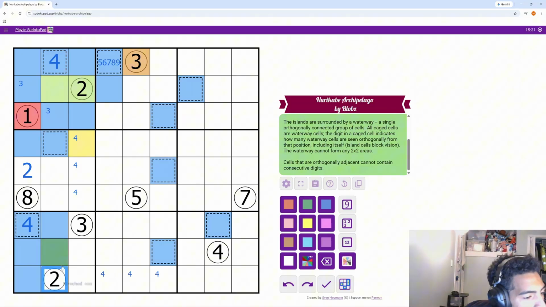Now I don't know if it's... can it be part of the three? If it was part of the three, then it would look like this. And then the two would have to be this.